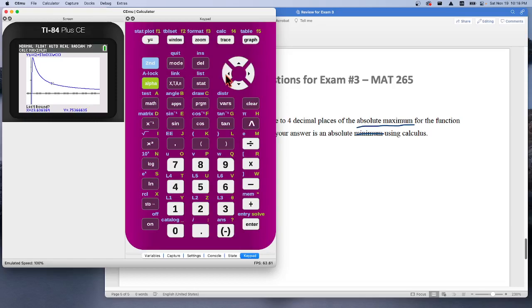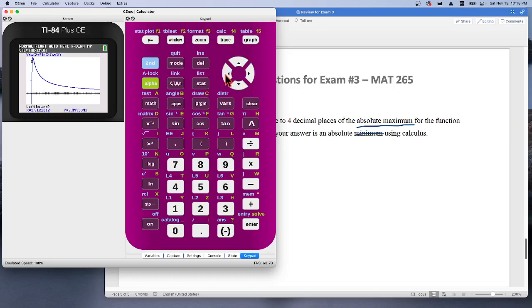Come on. This thing, it was working faster the last time. But anyway, we'll get there.